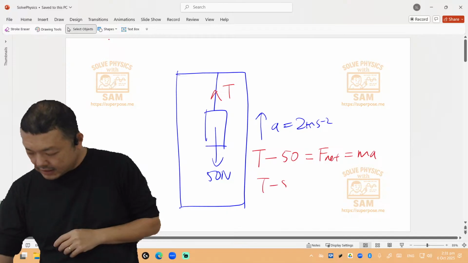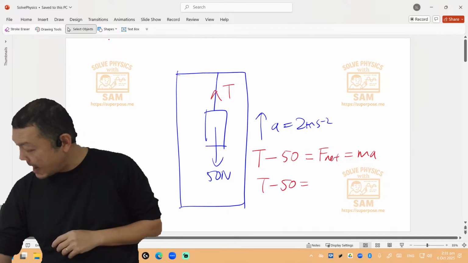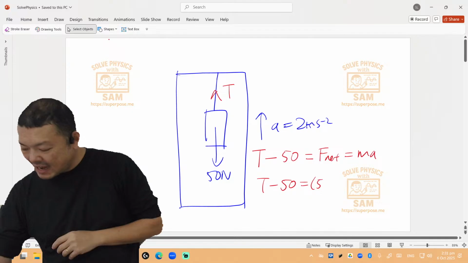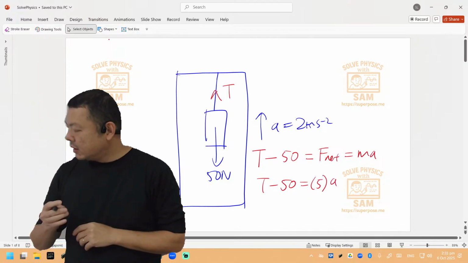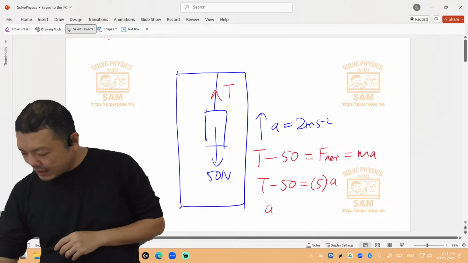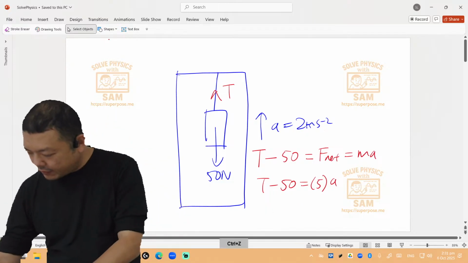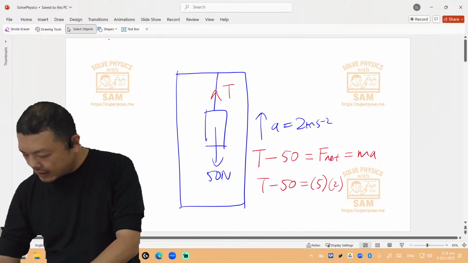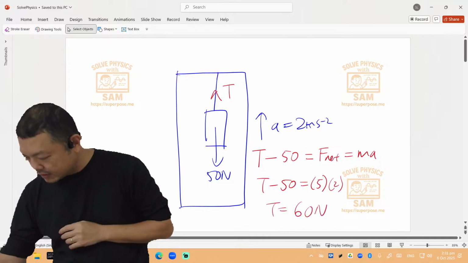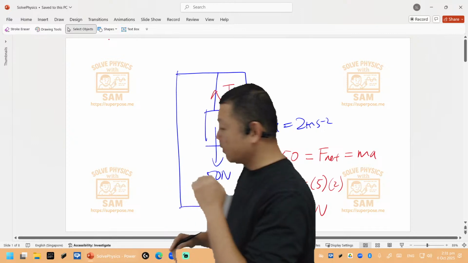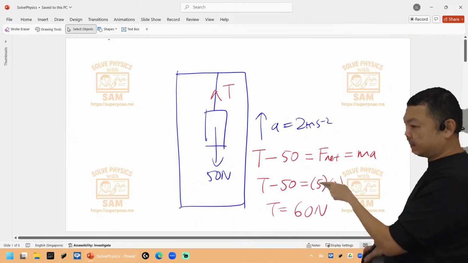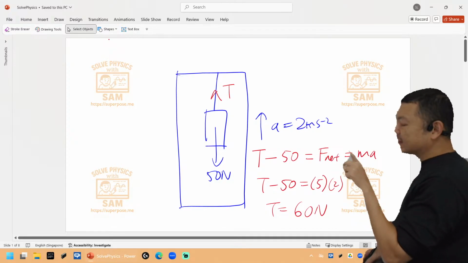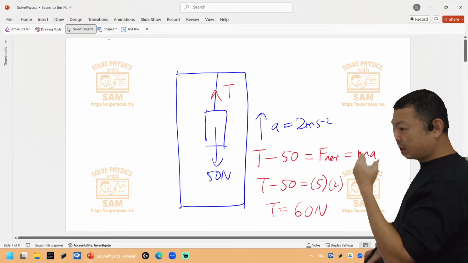So T minus 50 equals MA, but here's the thing, the M is 5, not 50. And the A is 2. Therefore T is equal to 60 newtons. So when you say 150, I believe you thought that the M was 50. That's where your common mistake is.